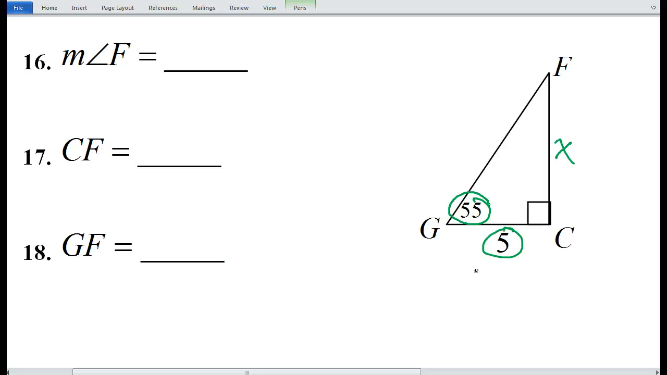Edgar, coming to you next. Okay, look alive. Tangent. Give me the fraction. Okay, Chrissy says let's do tangent.